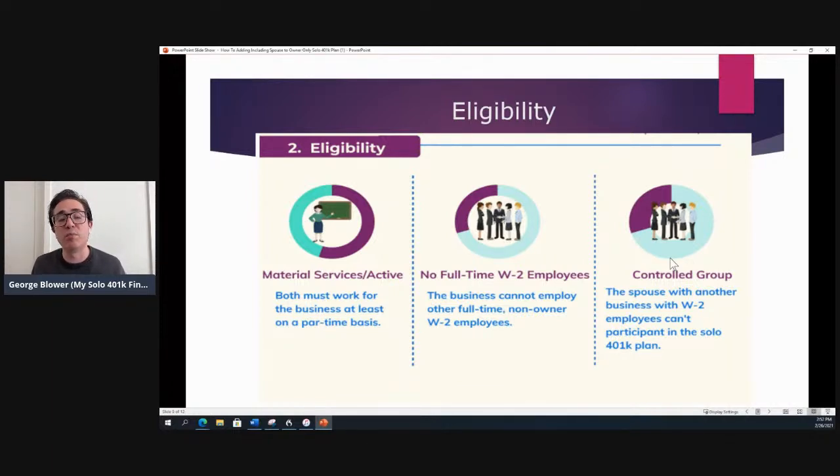But if that doesn't apply to you and you're both working in the business, both reporting your own self-employment income, it's going to be very straightforward. No full-time employees. You're going to be able to set up a solo 401k. And like we said before, it'd be one plan, one fee. You can both participate, subject to all the good topics that we've been going through.